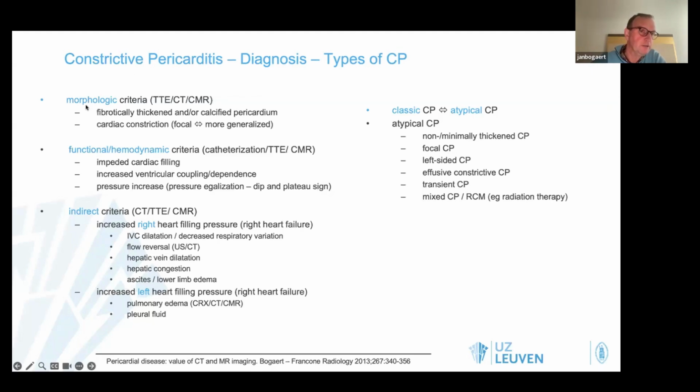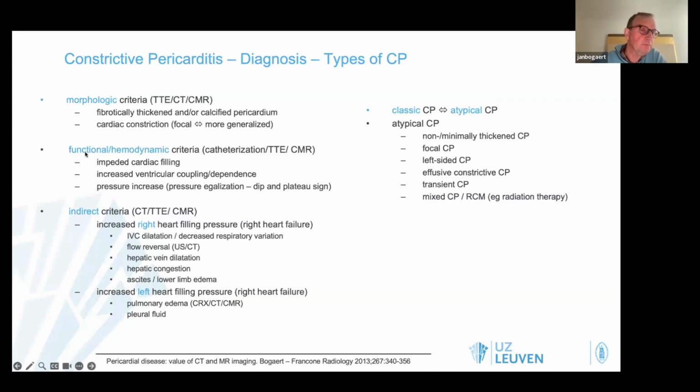First of all, you can use the morphologic criteria. The main criterion of constriction is that you have a non-compliant pericardium, and it is often thickened, but not always thickened. It can be calcified, but it is not necessarily calcified, and it constricts the heart. It can be focal, can be more generalized.